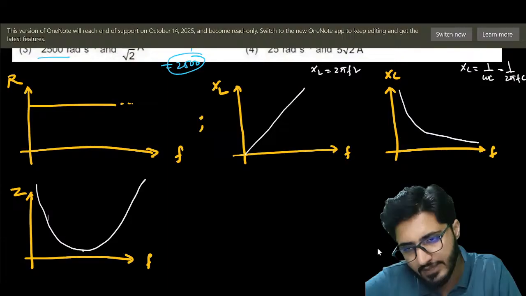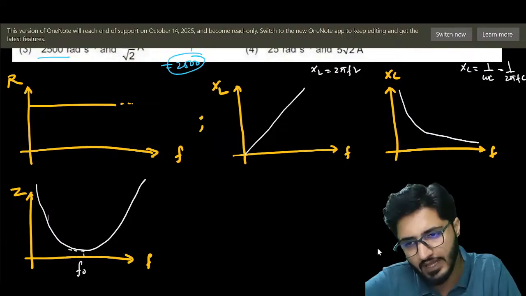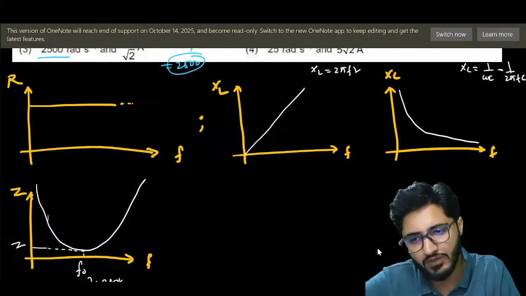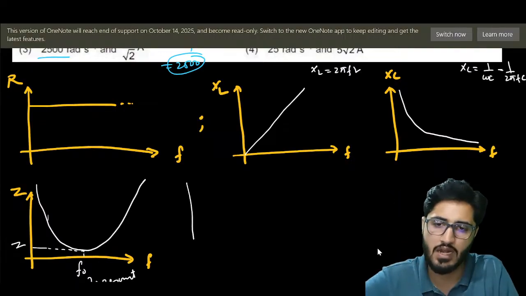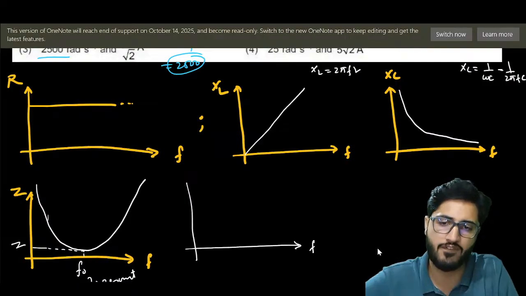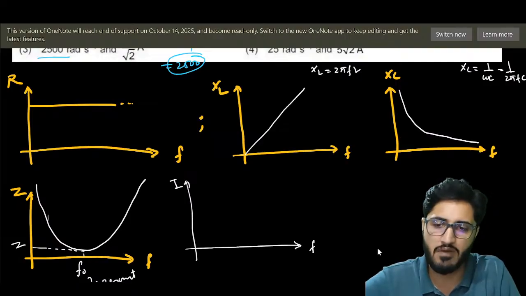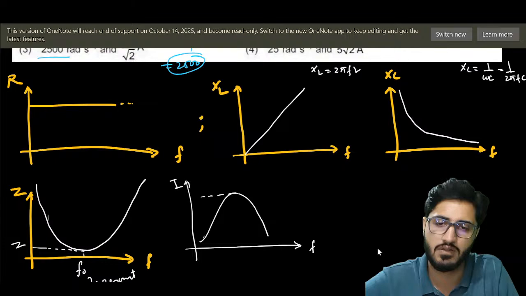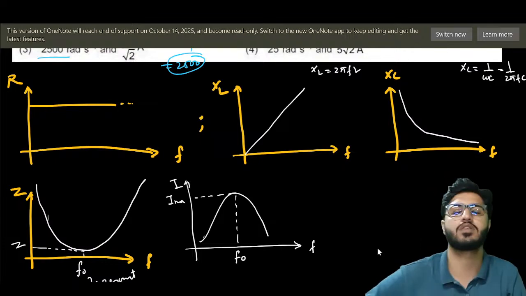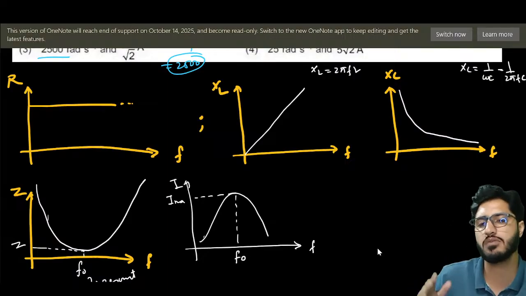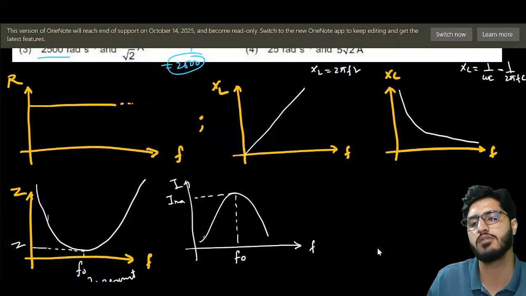At this particular point, it is frequency f naught, and you will have a minimum, that is the resonant frequency. And if you want to make a graph of f with current, look now. Minimum value of Z, maximum value of current, I max. f naught means resonant frequency at which your opposition by the circuit will be minimum, current will be maximum.